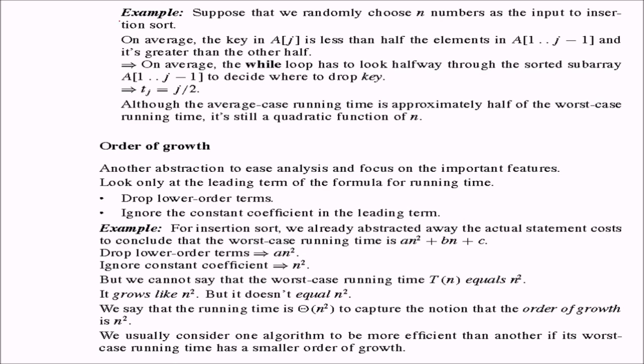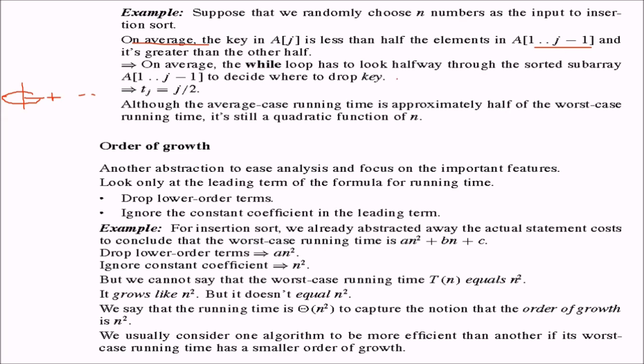So let us take an example. Suppose we have randomly chosen some n numbers as an input to insertion sort. So on an average, the value of the key a[j] is less than half of the elements in a[1..j-1], and it is greater than the other half. Why is it so? This is because we are taking an average case. We assume that if these are the numbers, a considerable half of the values would be less than half the elements of a[1..j-1]. This is what we take in average case.